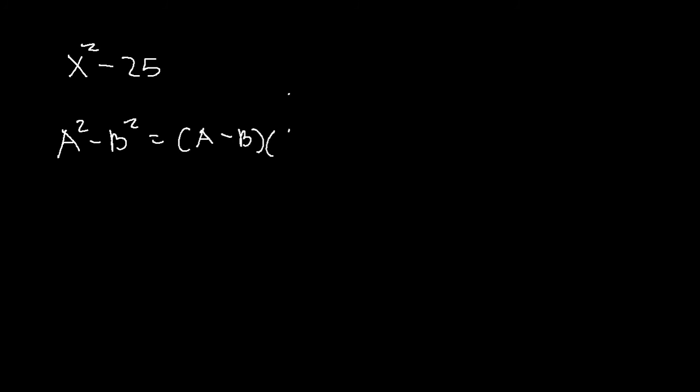Now let's factor this expression. x squared minus 25 is a binomial which has no greatest common factor. In cases like this, we can use the difference of squares formula, which goes like this: a squared minus b squared is equal to a minus b times a plus b. Now what this formula states is that if you have a binomial that is a difference of perfect squares, you should be able to get factors that look very similar to these terms.